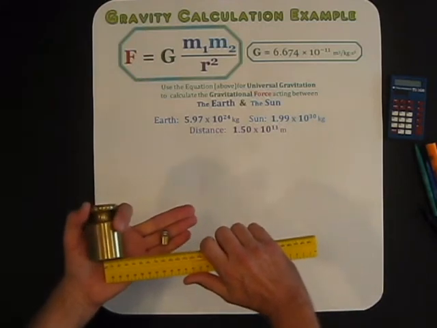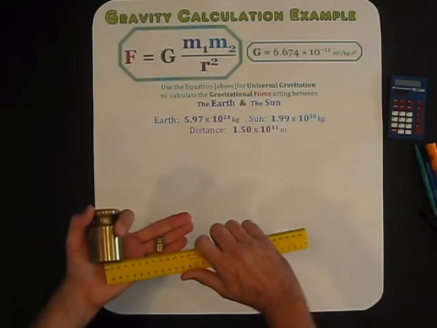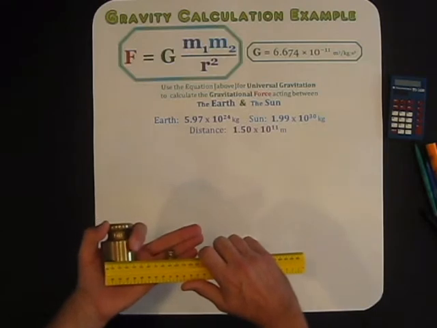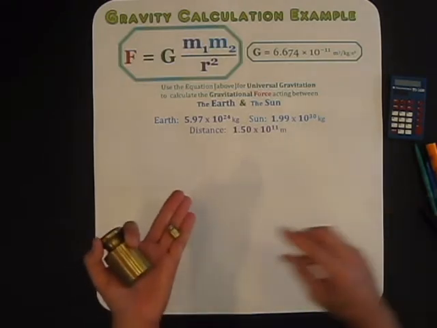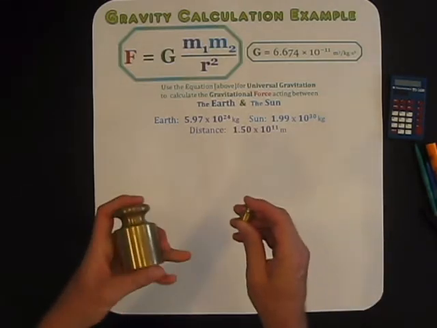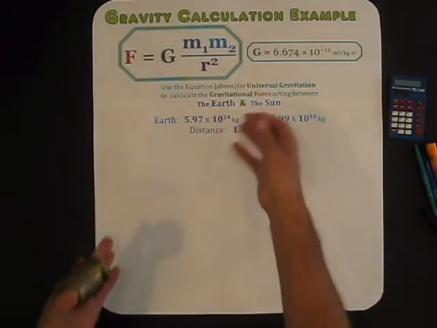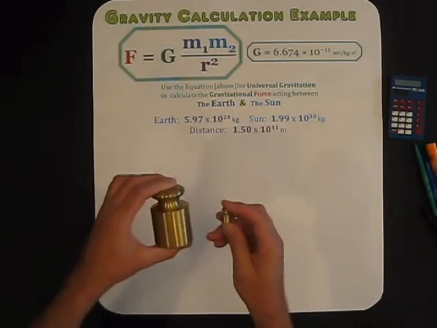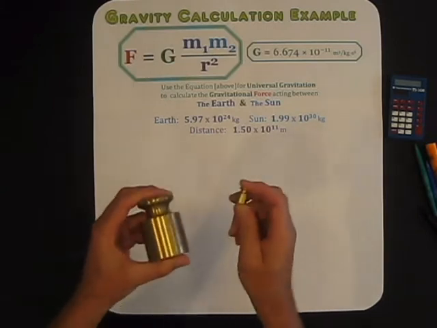So if these were, let's say, 8 centimeters apart, the center of mass, if it was 8 centimeters apart, well, you would square that. That would be 64 centimeters squared. Of course, we wouldn't use centimeters here, but the distance between them is of major importance.